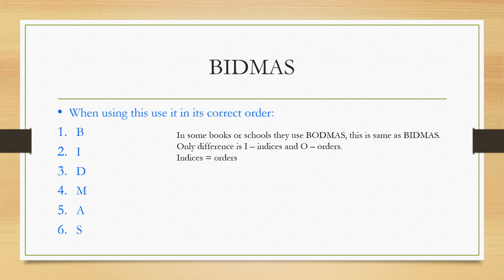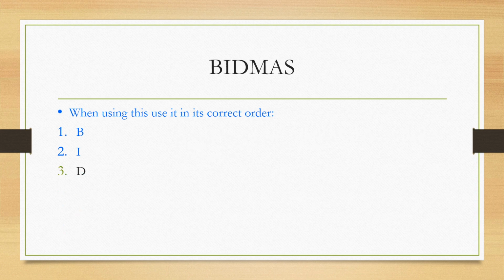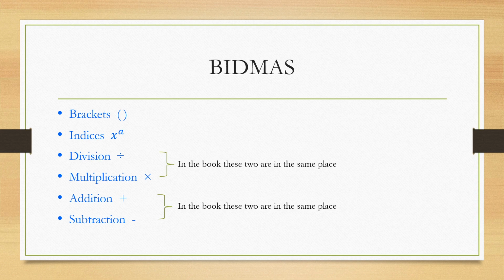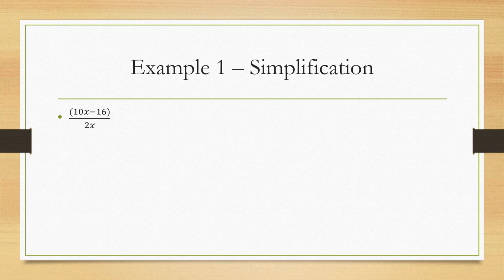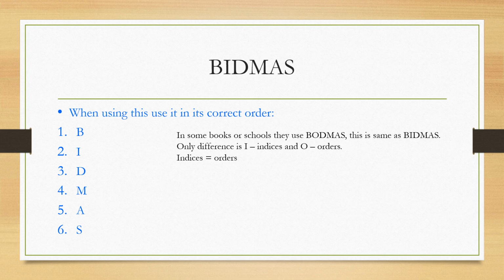I've used BIDMAS pretty much my whole life, so I stick with BIDMAS. BODMAS I've only had recently, so BIDMAS sticks better to me. You can use either one, but remember this order. For me, checking everything in this order, one through six, is the best way to do it. In the book, division and multiplication are in the same place, but in all the questions I've done in my GCSEs, A levels and everything, using BIDMAS in this order is great. You can't go wrong with it.